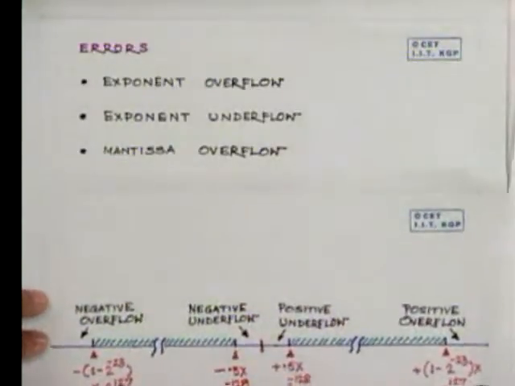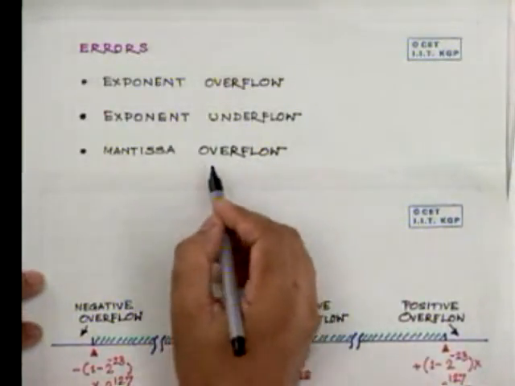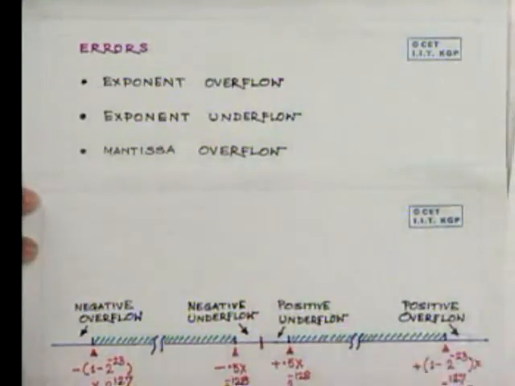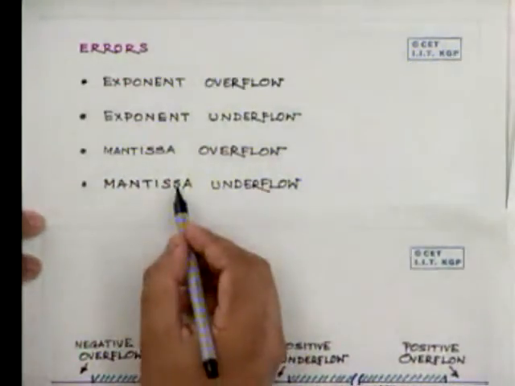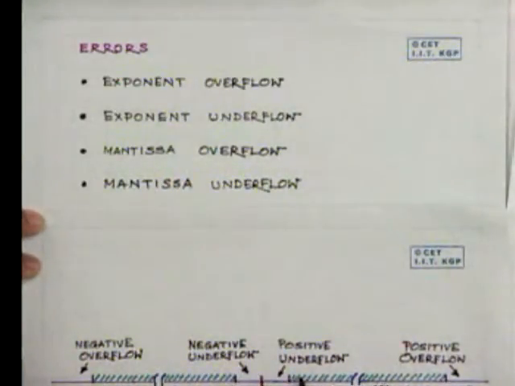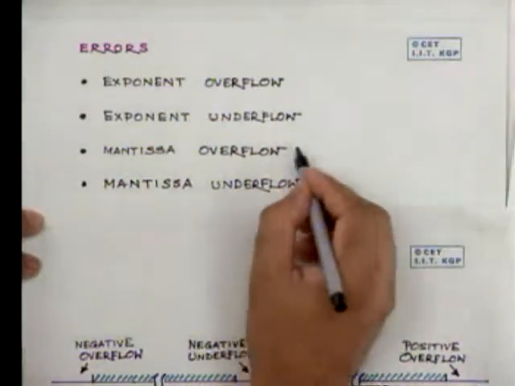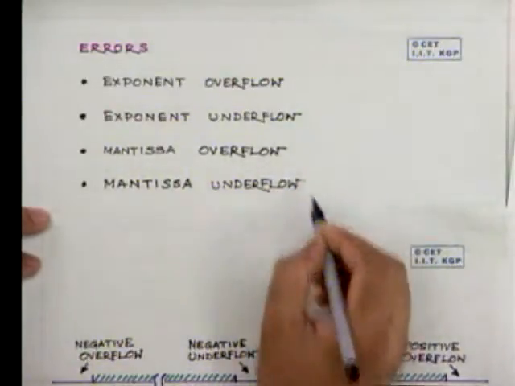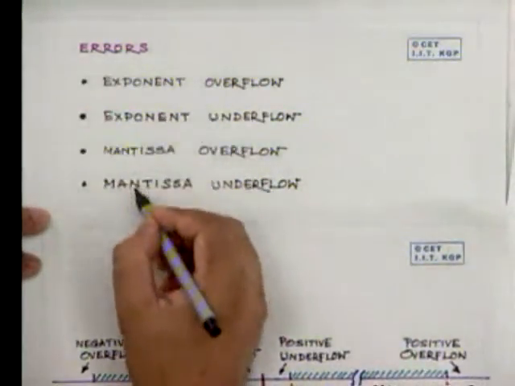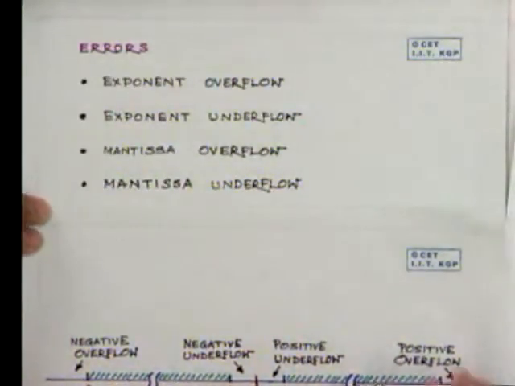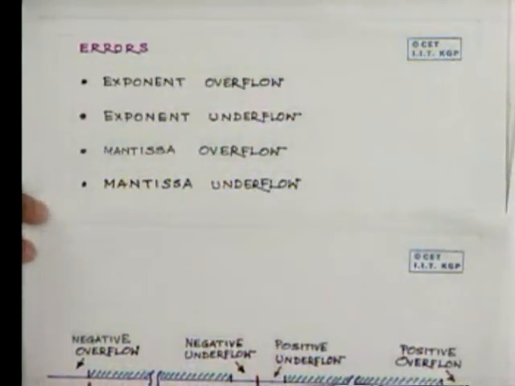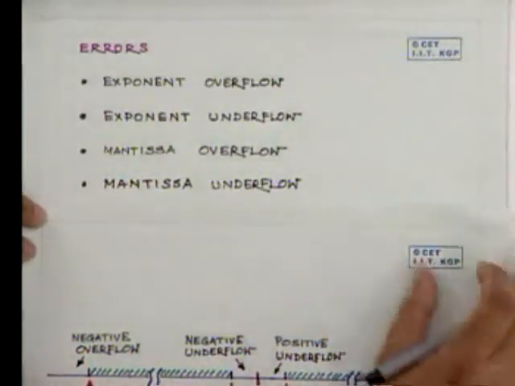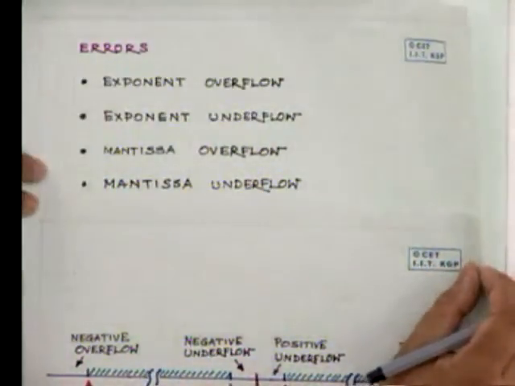Now, the mantissa overflow can lead naturally to exponent overflow, and mantissa underflow can lead to exponent underflow, because in that case shifting is involved for normalization. Therefore, these are the errors that can take place in the case of floating point operations and representation, and one has to take care about these errors.